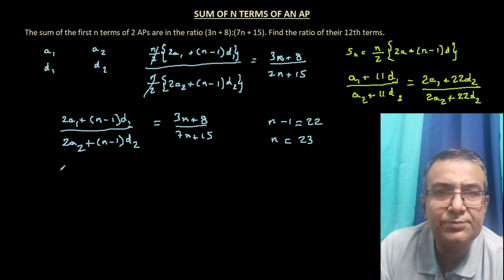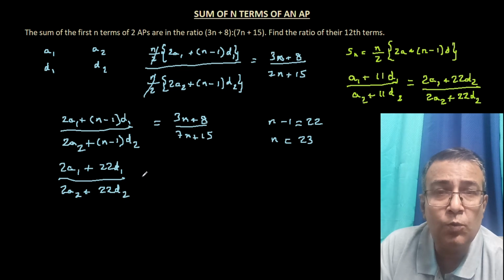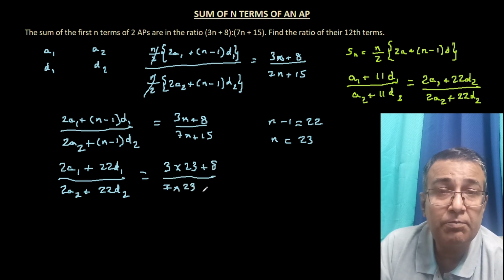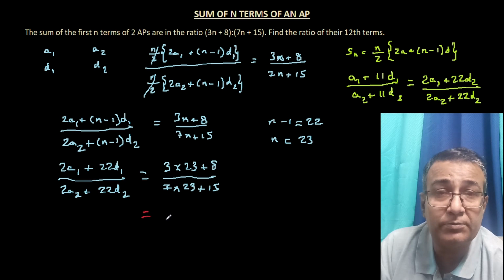So why not substitute this value of n into this equation and see what we get. So we get 2a1 plus 23 minus 1, which gives us 22, so 22d1 over 2a2 plus 23 minus 1, which gives us 22, so 22d2, should be equal to, now n is equal to 23, so 3 times 23 plus 8 over 7 times 23 plus 15. Now you see on the LHS we have already got what we needed to find out, which was the ratio of the 12th terms of both the APs. So we just need to simplify the right side.